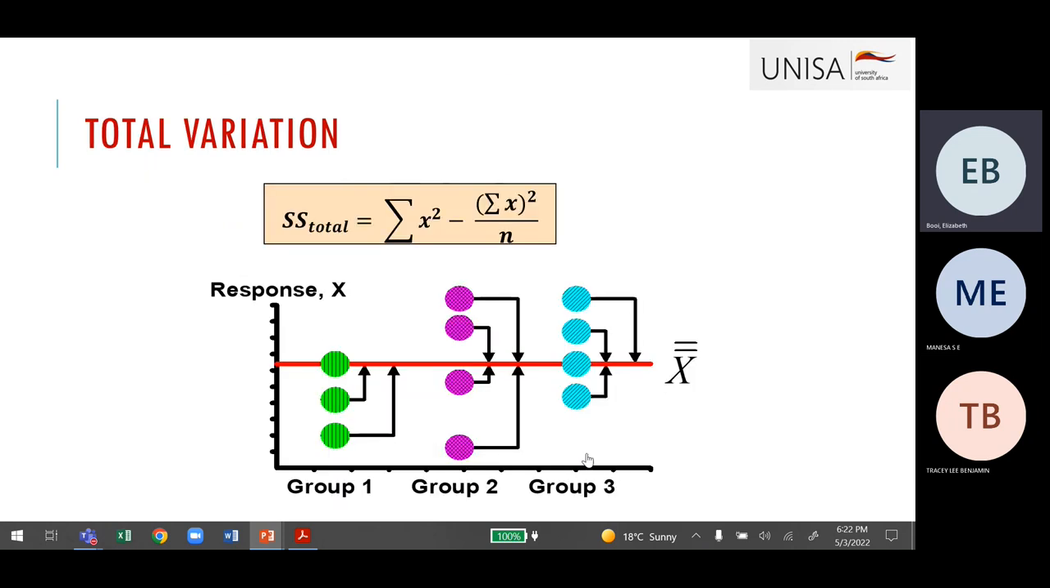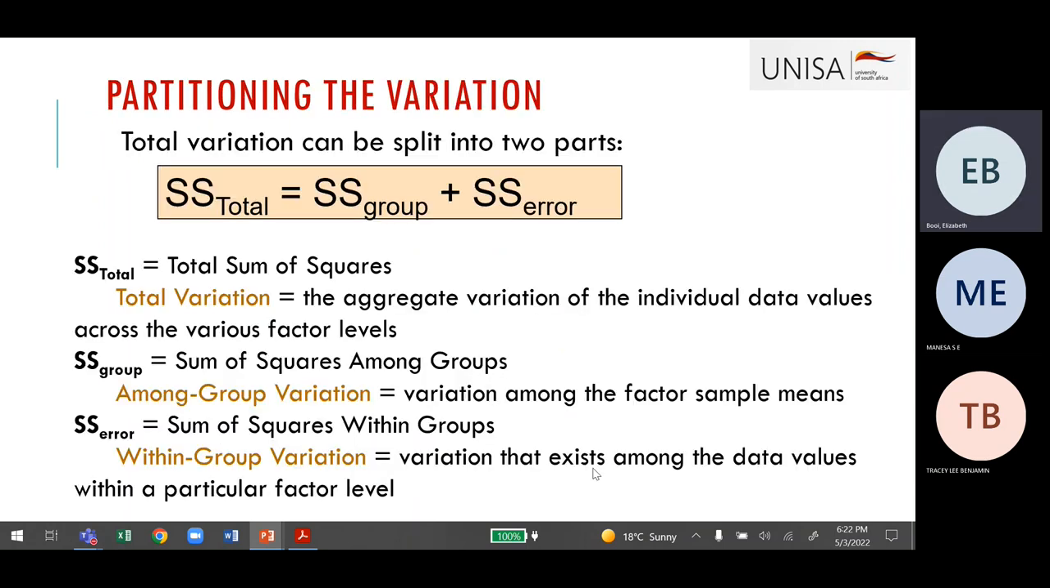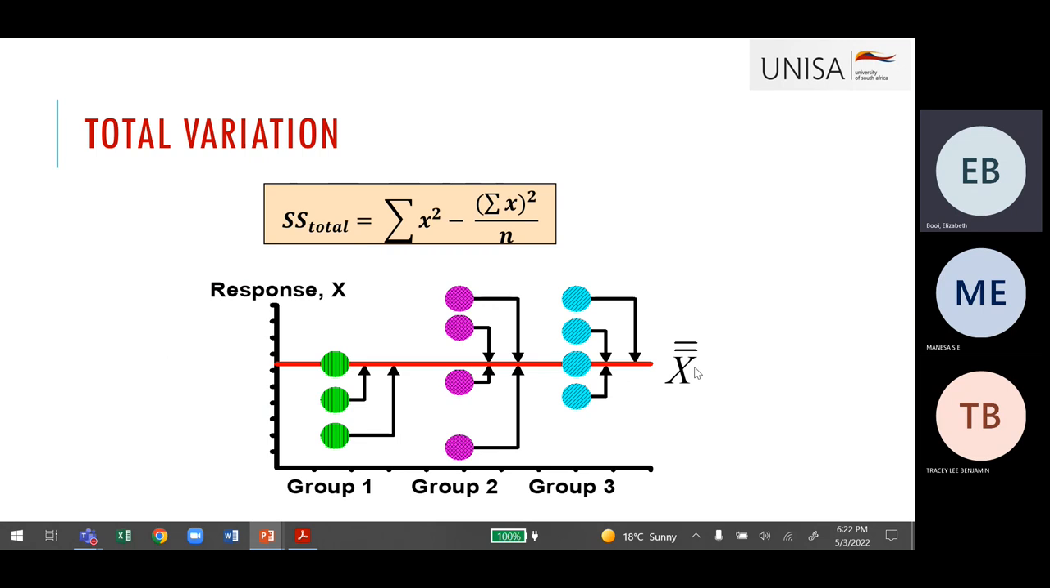And to explain that, remember that we said total variation is your aggregated total variation of the individual data values across various factor levels. So now, in terms of the mathematical formula, the total variation, or the sum of squares total, we can calculate by using the sum of x squared minus the sum of x, squared, divided by n. So those two are different. The sum of x squared means x squared plus x squared plus x squared, and so on, minus the sum of x: when I add all the x's together and take the square of the total of all the x's together. So those two are different, divided by n.